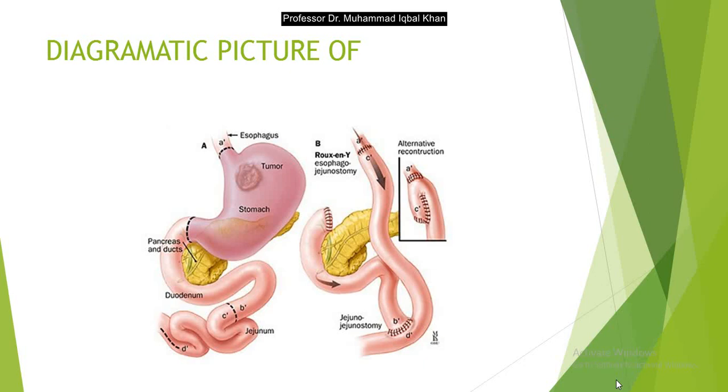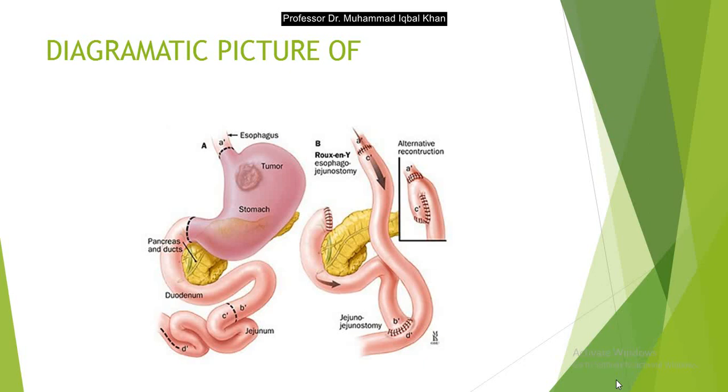Here is the diagrammatic picture of the Billroth 2, and here you can easily see the gastrojejunostomy. Okay, you cut from the area which is shown. And here the total gastrectomy is being done, and Roux-en-Y oesophagojejunostomy is done. That is done for carcinoma of the stomach cases, where the proximal area of the tumor is involved.